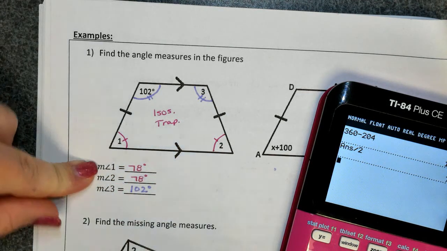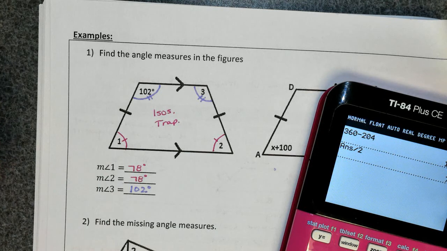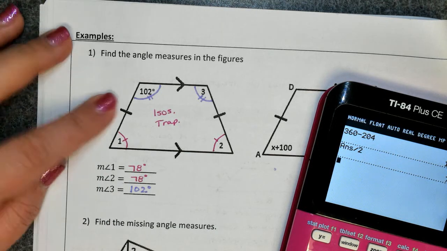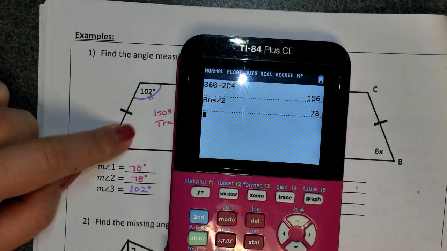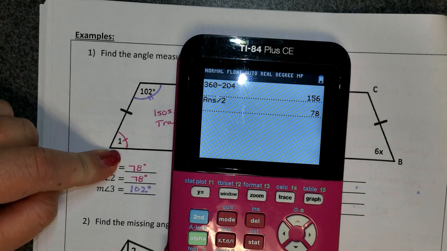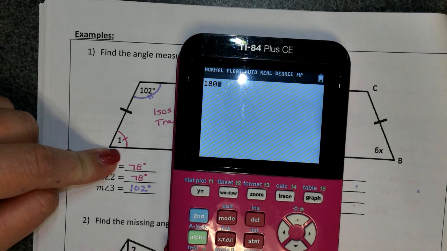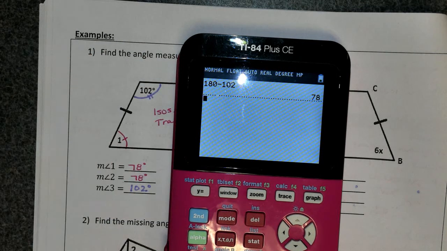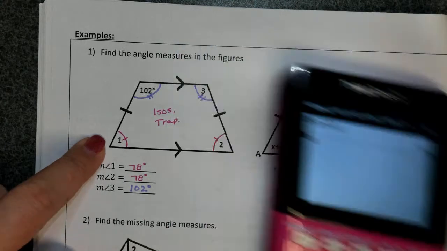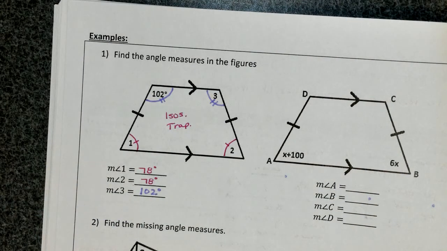Did you have the other way to do it? How can you do it the other way? Yes, I can look at just these two angles. What do I know about these two angles? They have to be supplementary. So if I know that, then 180 minus the 102 gets me 78 degrees, which I labeled when I did it the first way, and I get the exact same thing. Once you have that one, it's easy to find that one because they're the same. Either of those ways are acceptable to find this. Okay?